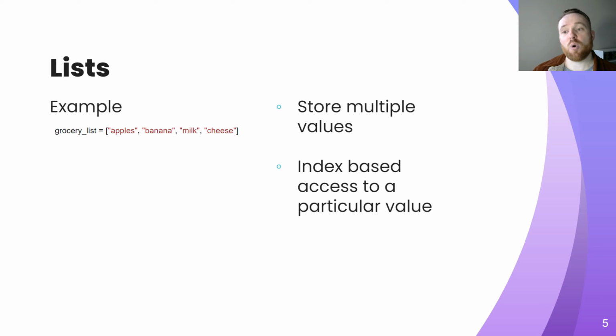And what is a list good for? Well, they're good for storing multiple values. And the way that you access things inside of your list is based on the index, that is the position. And Python being a zero-based index language, the first item in our list is at index 0. If you're coming from, say, R, which is one-based index, the first item in your list is at index 1.